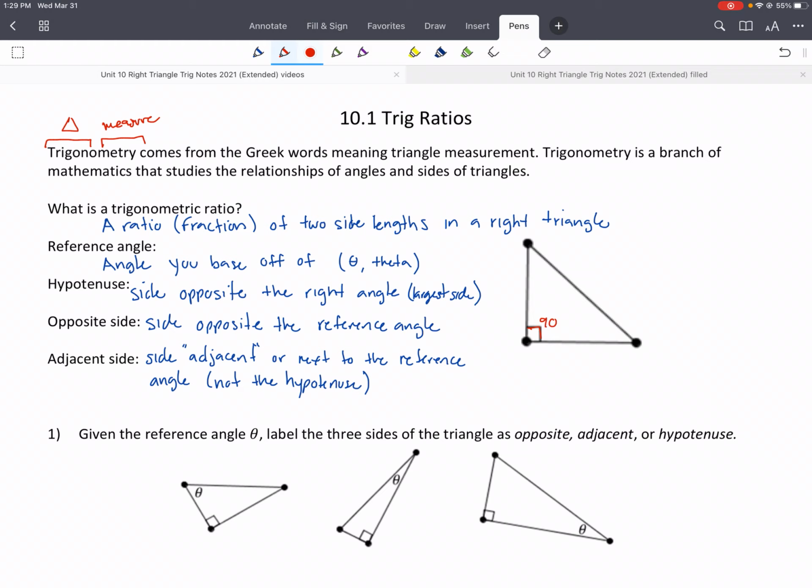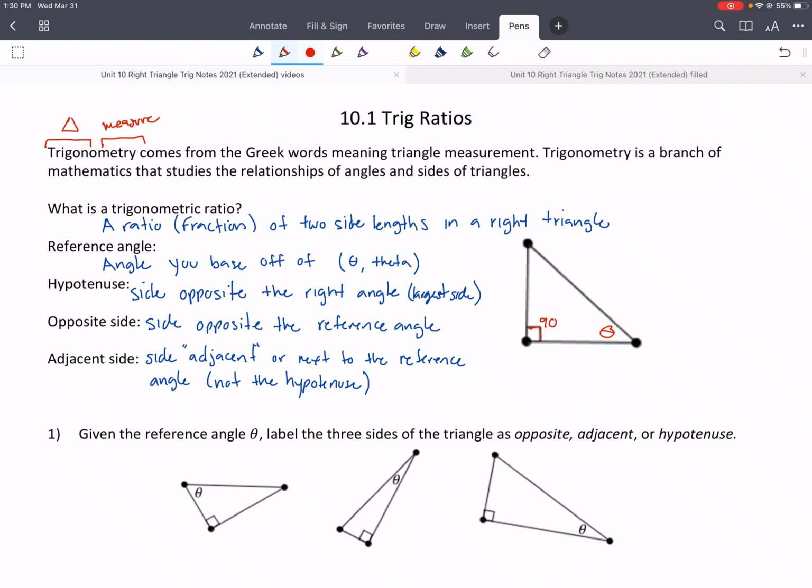All right, so now we have the reference angle. The reference angle is typically given, and we use the letter theta to represent our angle. We'll see some other examples where they will have it based off of the angle. So we could also say angle A could be our reference angle. But here we'll just do theta for now. Right? We have the hypotenuse, we have the opposite side and the adjacent side. So we need to be able to label what those are.